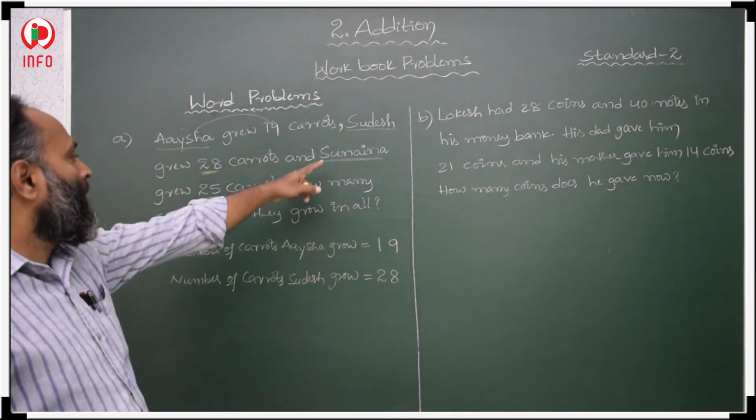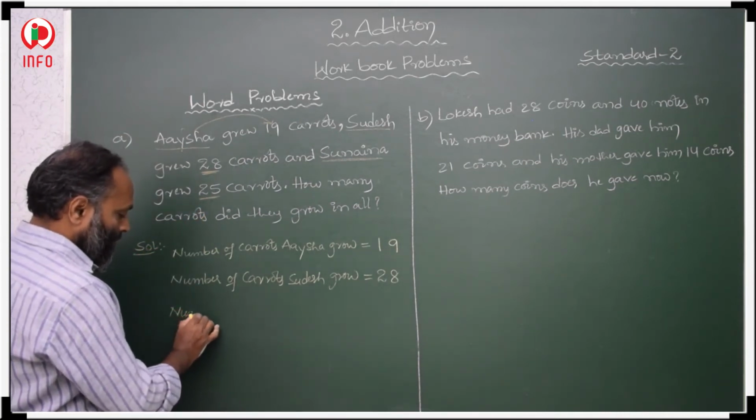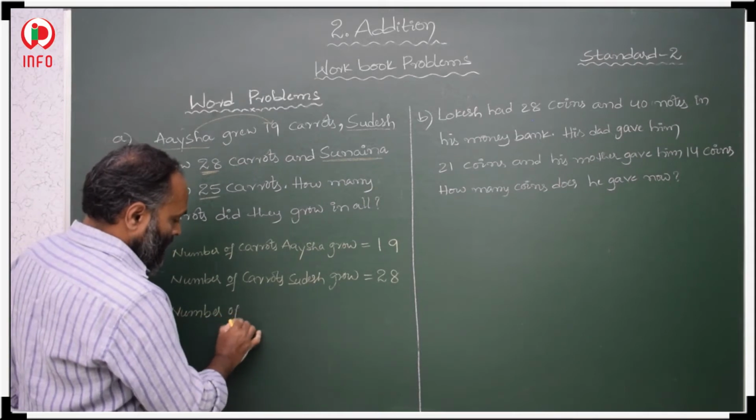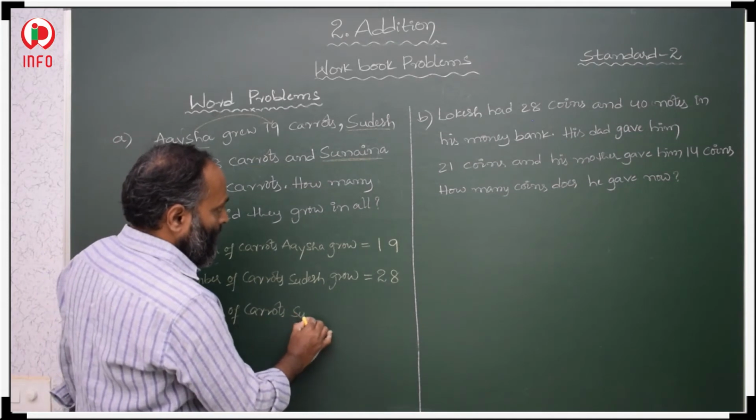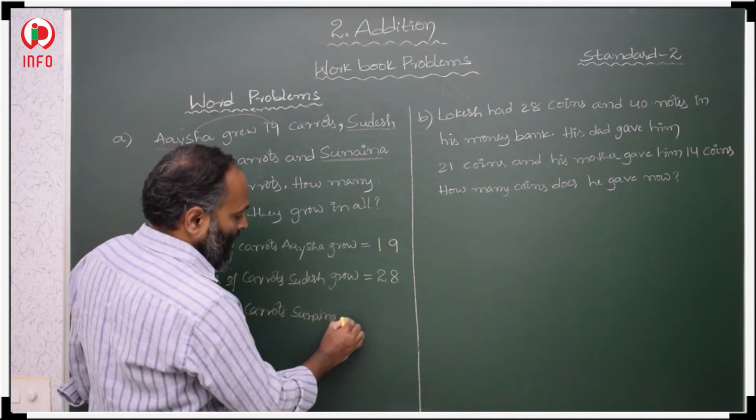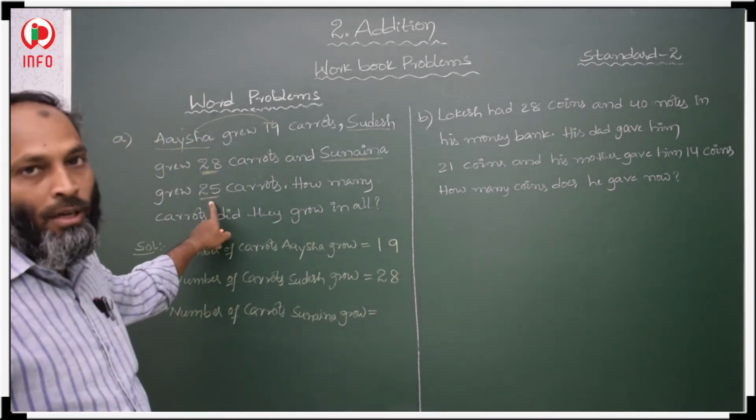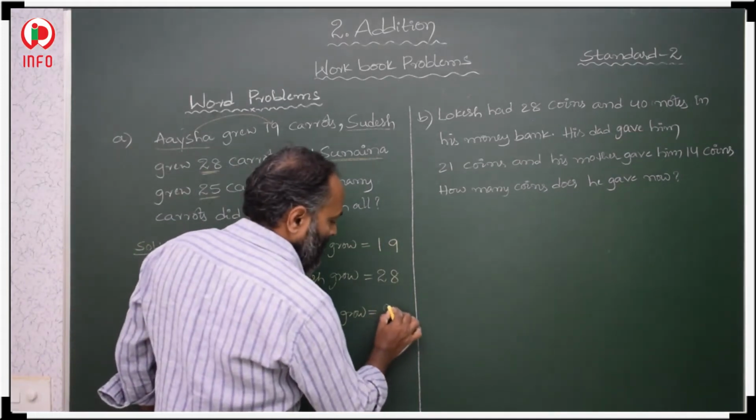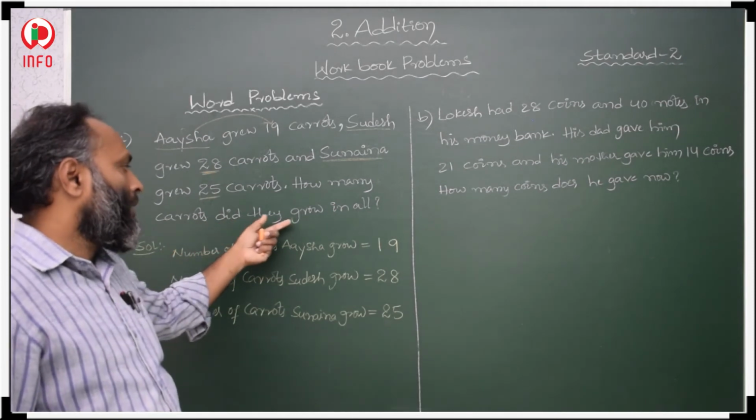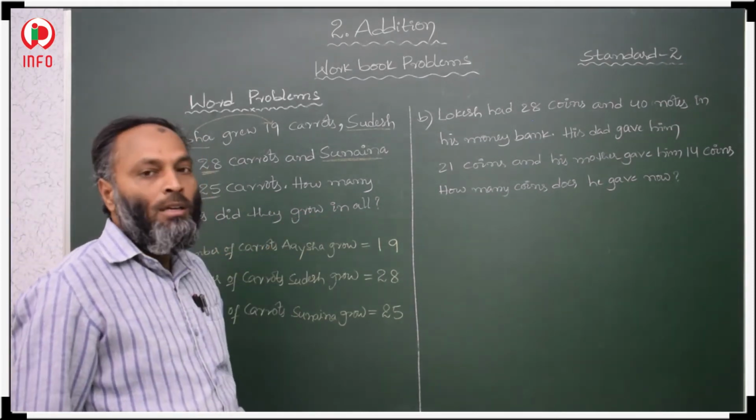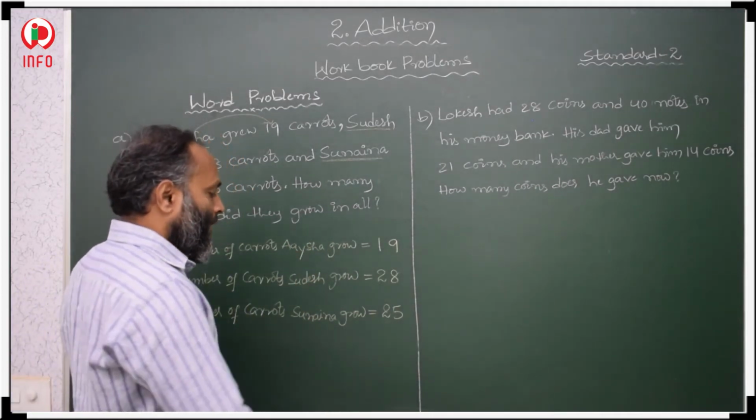Then Sunaina, how many carrots? 25 carrots. Then number of carrots, Sunaina. Sunaina grew how many carrots? 25 carrots. Then how many carrots did they grow in all? In all. So how many carrots is he asking? In all means we have to find addition. We have to find addition.